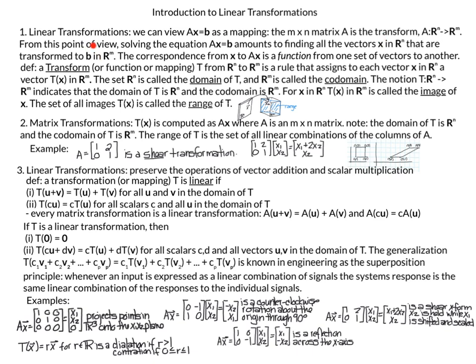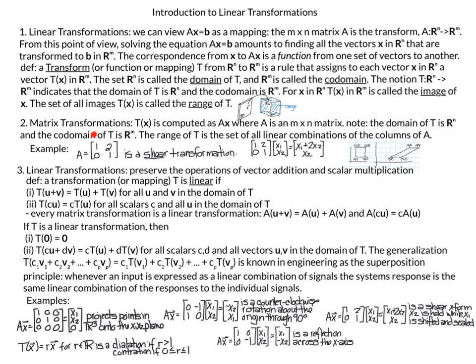We said that a transform or function or mapping from Rn to Rm is a rule that assigns each vector x in Rn a vector T of x in Rm. The set Rn is called the domain, Rm is called the codomain, and we have this notation, T goes from Rn to Rm. For every x in Rn, T of x in Rm is called the image of x, and the set of all images is called the range.